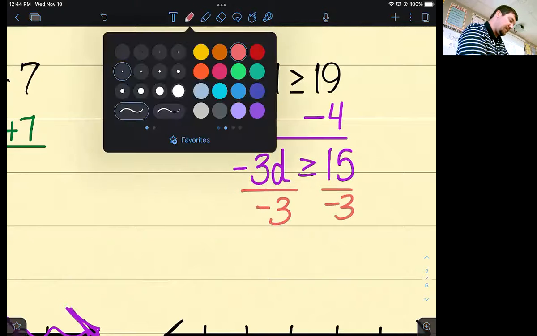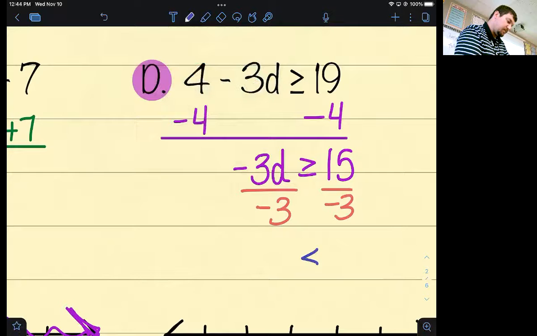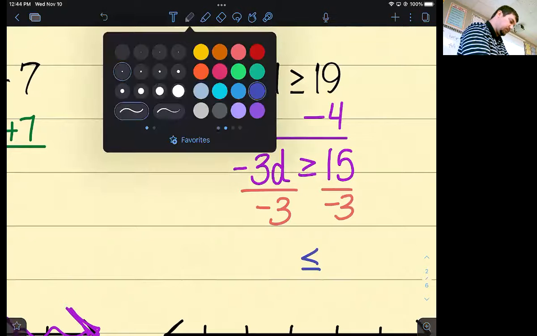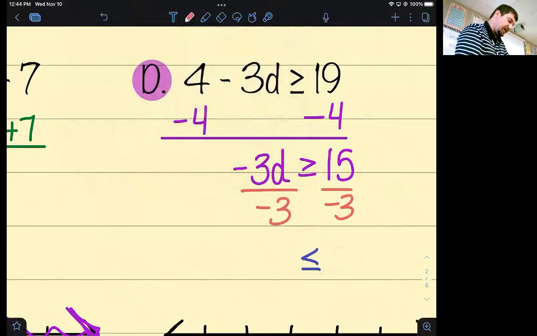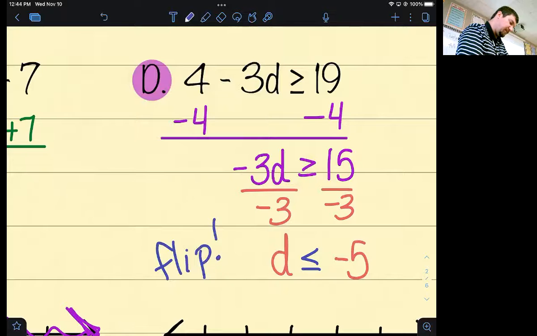Okay, so the sign is getting flipped like that. Hunter, what's 15 divided by negative 3? Negative 5. So we flipped this one. Flip, flip, flip. Just a reminder.